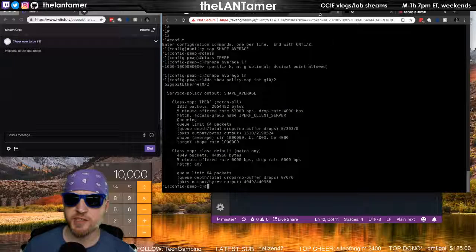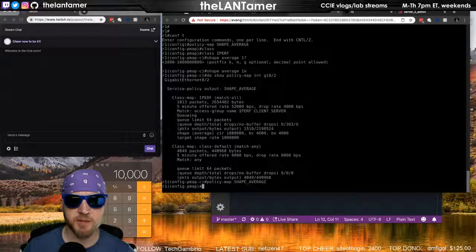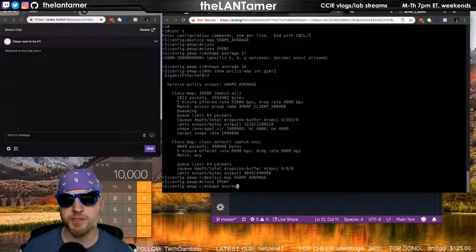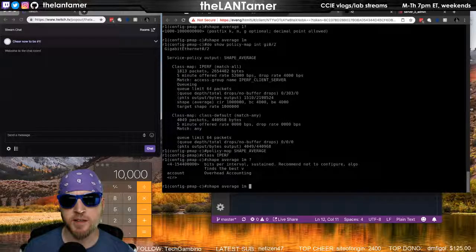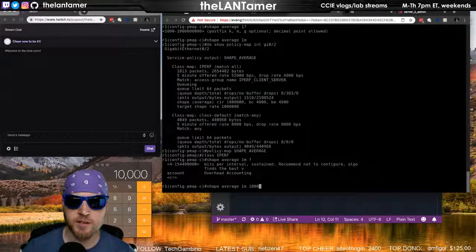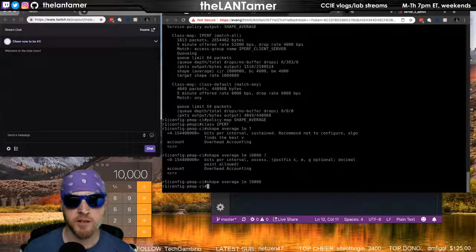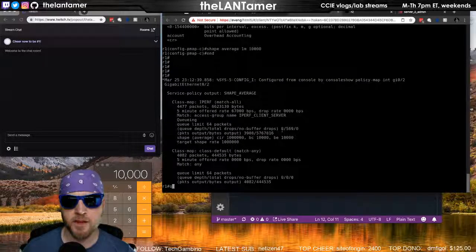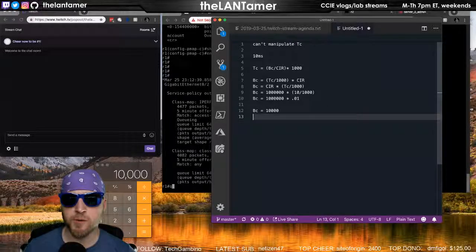So let's set this on the router and check it. We will say, let's see, policy map, class hyperf, shape average, 1 megabits per second, and the bits per interval sustained, recommended not to configure. Well, we've been given this requirement. So we want to put 10,000 bits here. All right, now let's see if we got it. Well, it's not really going to show us that, right?